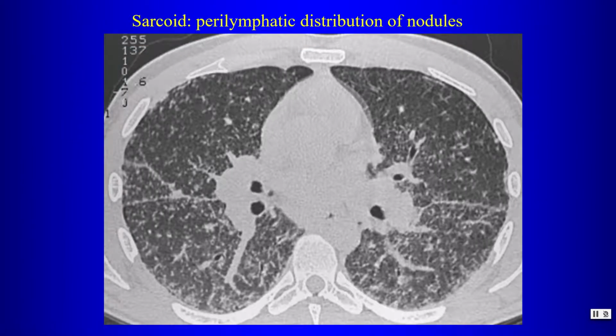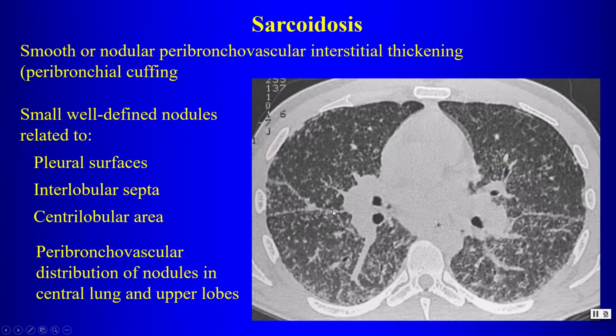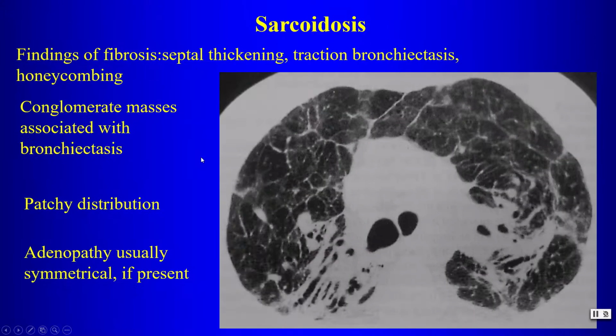So perilymphatic distribution of nodules, we can also see that with sarcoid. Sarcoid tends to give you more nodules when we have these perilymphatic nodules, as opposed to lymphangitic carcinomatosis, which gives you more interlobular septal thickening. So if the disease is predominantly perilymphatic and nodular, think sarcoid, especially if it's more in an upper lung distribution. And if the disease is predominantly nodular interlobular septal thickening, especially in a lower lung distribution, you think lymphangitic carcinomatosis. So sarcoid will give you this perilymphatic distribution of nodules, as in this case that we have illustrated here.